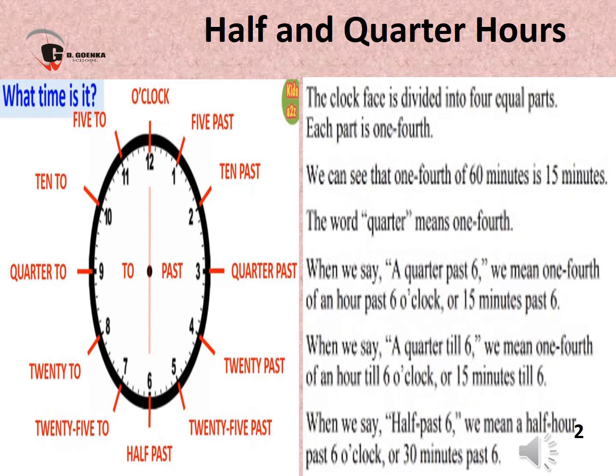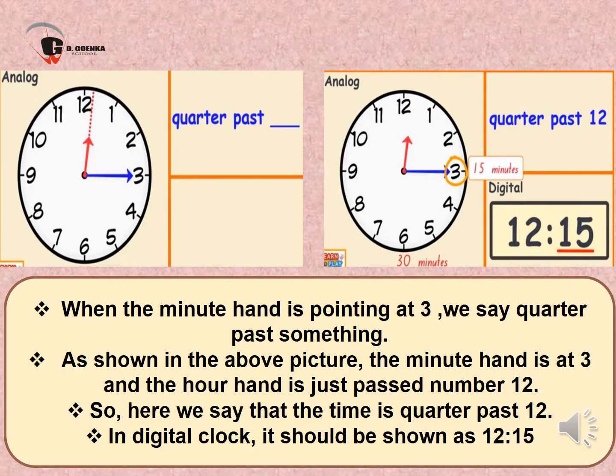When we say half past 6, we mean a half hour past 6 o'clock or 30 minutes past 6. This is quarter past. When the minute hand is pointing at number 3, we say quarter past something. As shown in the above picture, the minute hand is at 3 and the hour hand is just past number 12, which means that the time is quarter past 12, and in digital clock it should be shown as 12:15. Why 15, dear students? Because 3 represents 15 minutes.